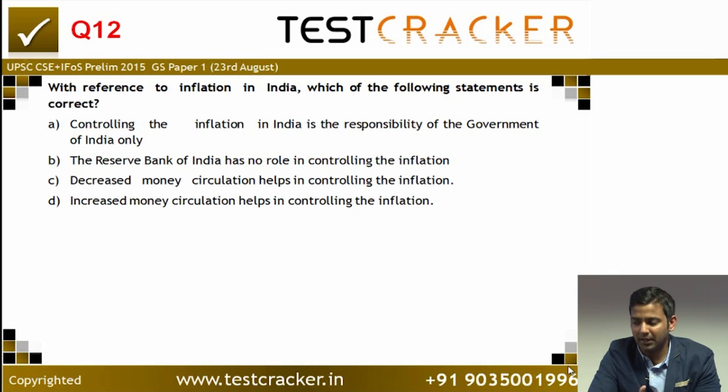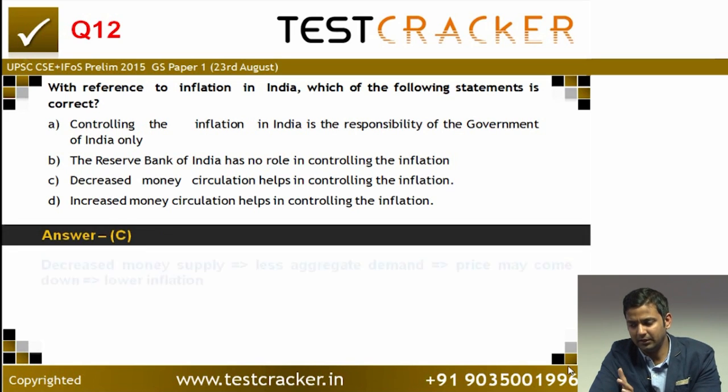D says increased money circulation helps in controlling the inflation. Again, one smart way to answer a question is, if you read C and D, you understand that even if you know nothing about it, the answer has to be C or D, because one says decreased money circulation, the other says increased money circulation. Of course, one of these has to control inflation. Even if you had absolutely no idea, you would have come down to choosing between C and D. Answer is clearly C.